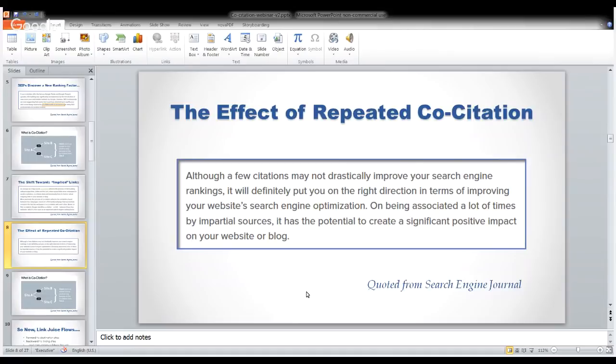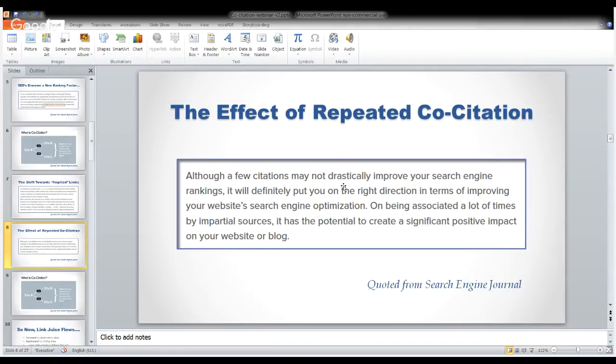And Search Engine Journal said, although a few citations may not drastically improve your search engine rankings, it will definitely put you in the right direction in terms of improving your website's search engine optimization. Being associated a lot of times by impartial sources has the potential to create a significant positive impact on your website or blog. And sometimes that can happen really, really fast.